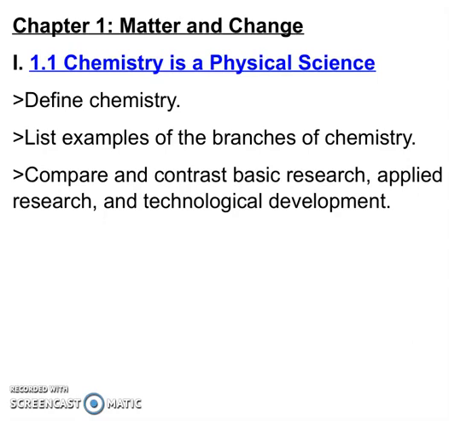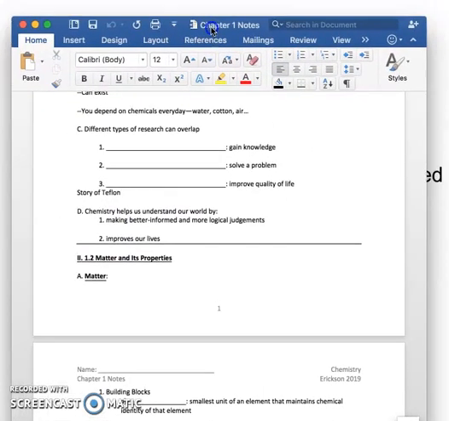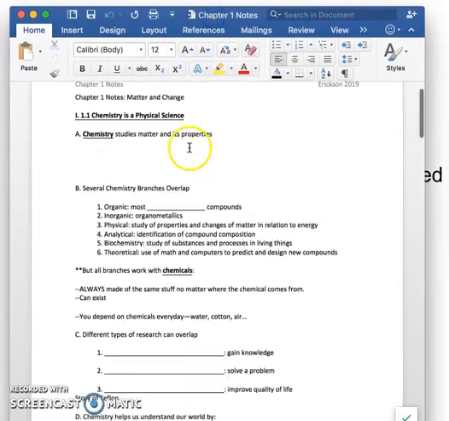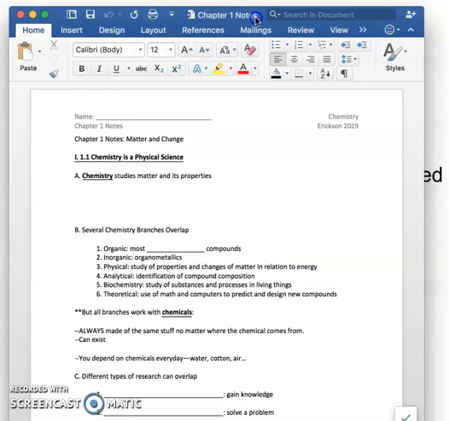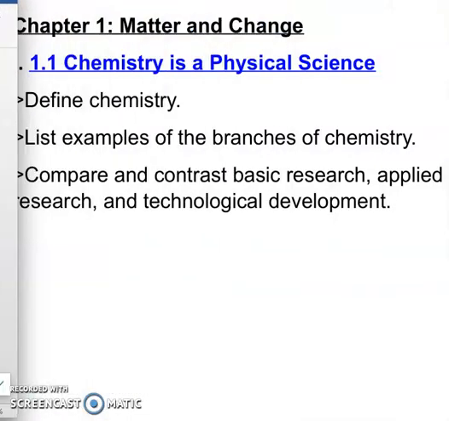All right, welcome to my first Edpuzzle, looking at Chapter 1 of Chemistry: Matter and Change, specifically the section Chemistry is a Physical Science. So you may want to grab your Chapter 1 active notes so you can follow along and fill in. You will be having a quiz on Section 1.1 tomorrow.